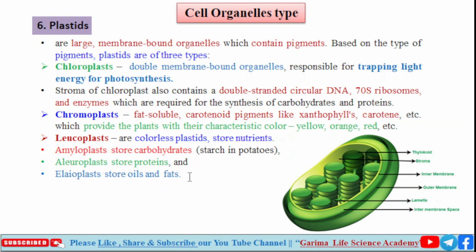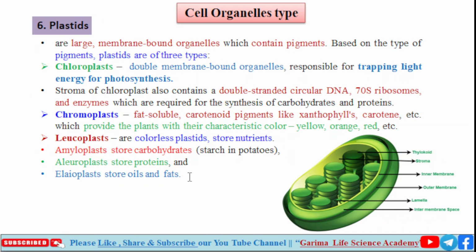In this lecture we saw the cell organelles and their types. First we saw the cell membrane, second the cytoplasm, third the nucleus and fourth the mitochondria, their structure and function. Fifth is the endoplasmic reticulum and its types, smooth and rough. And last we saw the plastid, the sixth organelle, and its types: chromoplast, chloroplast and leucoplast.